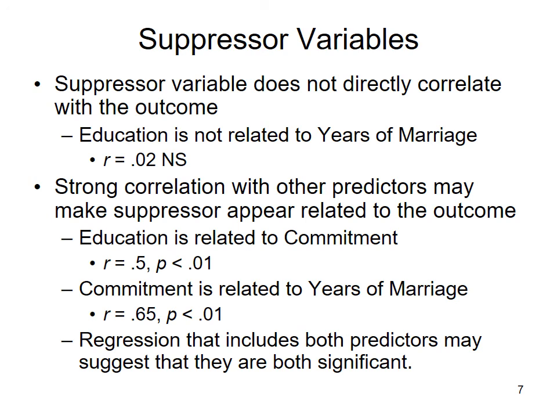But if we have education and commitment in the same block or in the same model, does commitment suddenly disappear as a predictor? So when the regression includes both predictors, that may suggest that either both are suddenly significant or that neither are significant. So again, what suppression can do is it can either artificially inflate the suppressor to being related when it isn't, or the suppressor can create a situation where the predictor that should be related is no longer seen as being related.